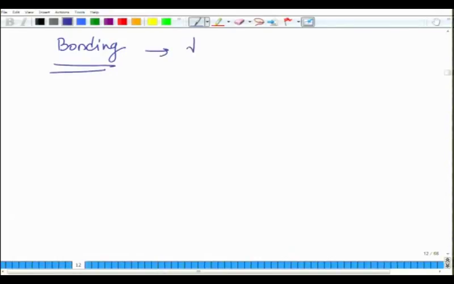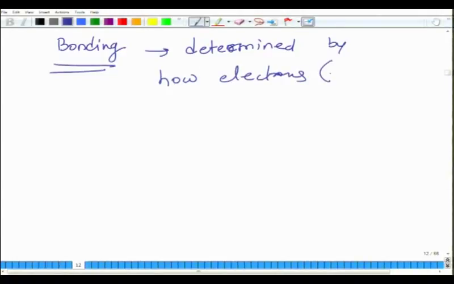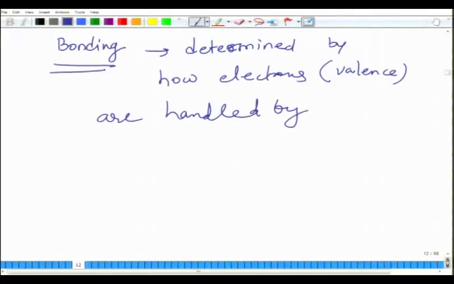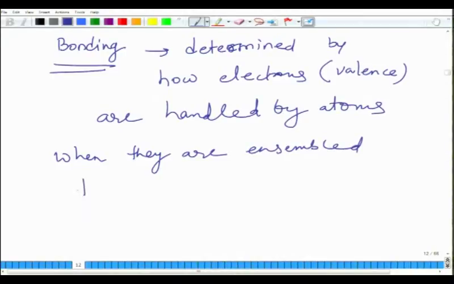So, bonding is determined by how electrons, basically valence electrons, okay, how valence electrons are handled by atoms when they are assembled together.